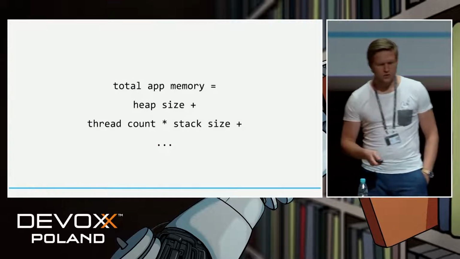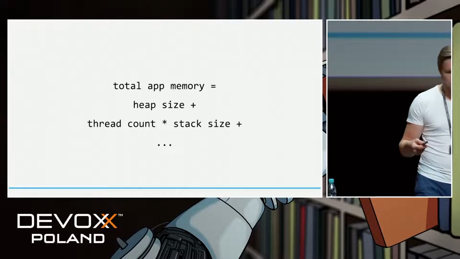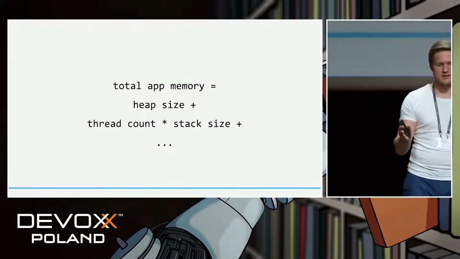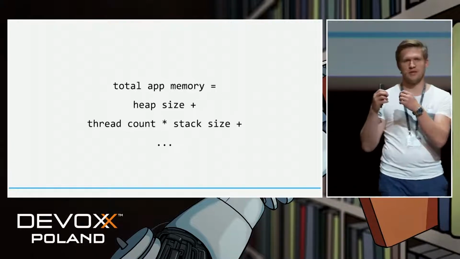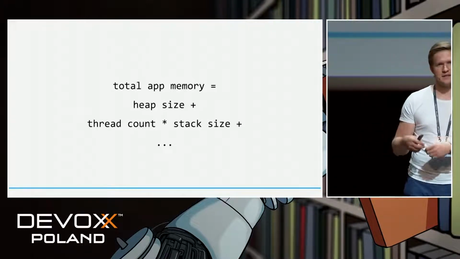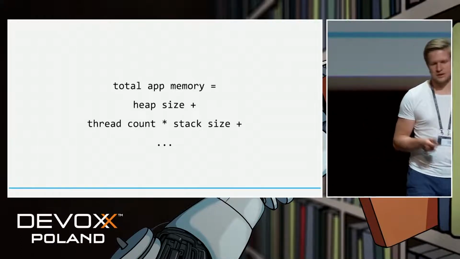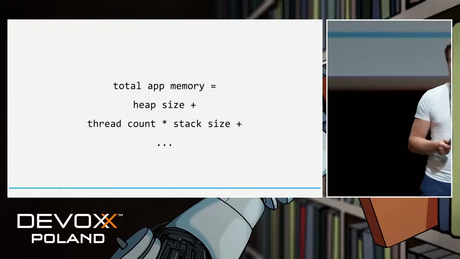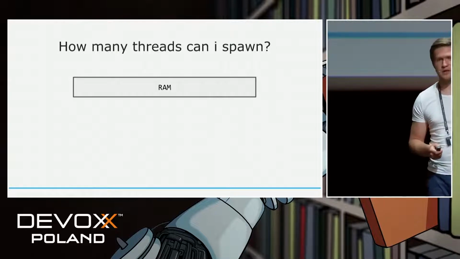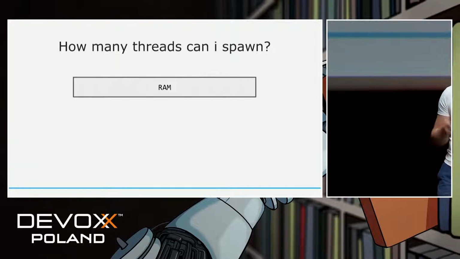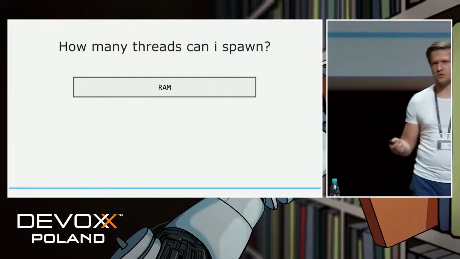Okay. So if we wanted to calculate the total memory used by an application, what we would have to do is take the heap size and then take the number of threads and multiply it by the stack size. There are some other factors that we should cover, but that would be it for now. Based on this simple formula, we can start reasoning about how many threads I can actually spawn before I overflow the memory.